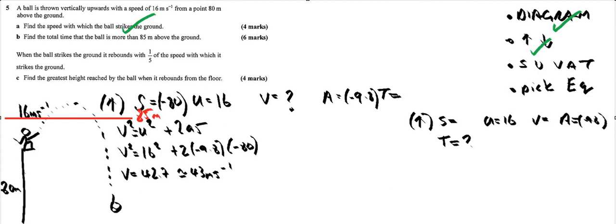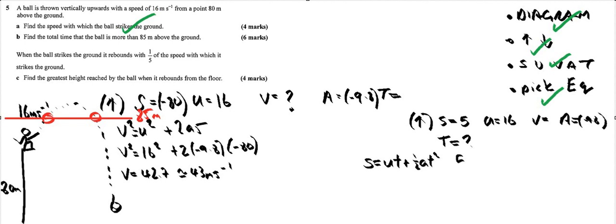Now S, I'm standing at 80 meters above the ground. This is the line, the border line that I'm looking for. So I'm going to set S as 5 meters above where the ball is launched from. Now, if you can see, the ball's trajectory is going to cross 85 meters twice. So I need two solutions. So I know that a quadratic will give me two solutions. So when I pick my equation, I need to pick something that will give me a quadratic. So I'm going to pick S equals UT plus half AT squared.